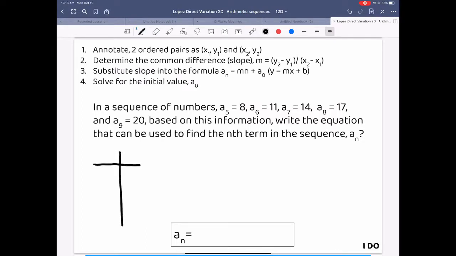So, in a sequence of numbers, a sub 5 is equal to 8, a sub 6 is equal to 11, a sub 7 is equal to 14, a sub 8 is equal to 17, and a sub 9 is equal to 20. That was a lot. Based on this information, write the equation that can be used to find the nth term of the sequence a sub n. This is important. That's important. All right, so that's a lot. So there's a couple ways you could do this problem.